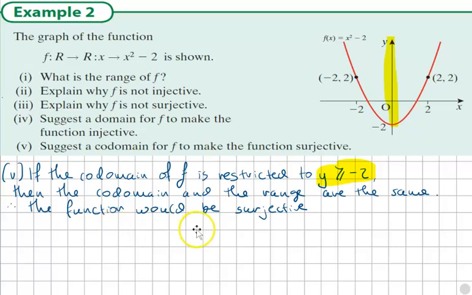Therefore, the function would be surjective. So if we restrict the codomain to y values greater or equal to -2 and continue going upwards to infinity, so basically what I've highlighted, but continuing going upwards, then the codomain and the range would be the same, and therefore the function would be surjective.